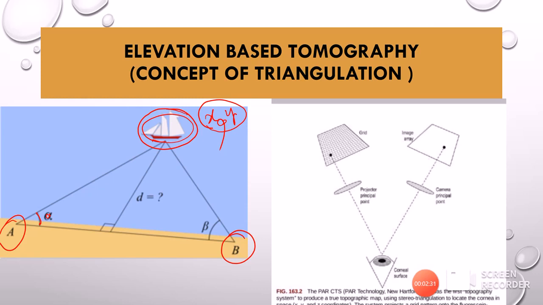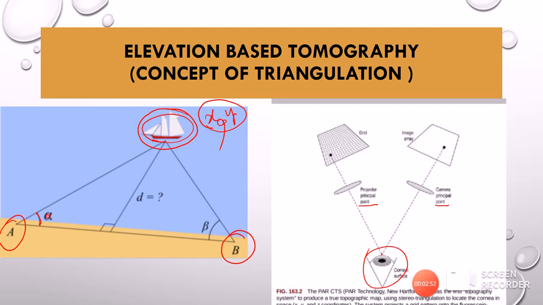When we do not know anything about the cornea, what we know is a projector is there and there is another camera which is actually capturing the images. We know where the camera and the projector are present, where the projector's principal point is there, where the camera's principal point is there, and both of them are coming at a focus point on the cornea.